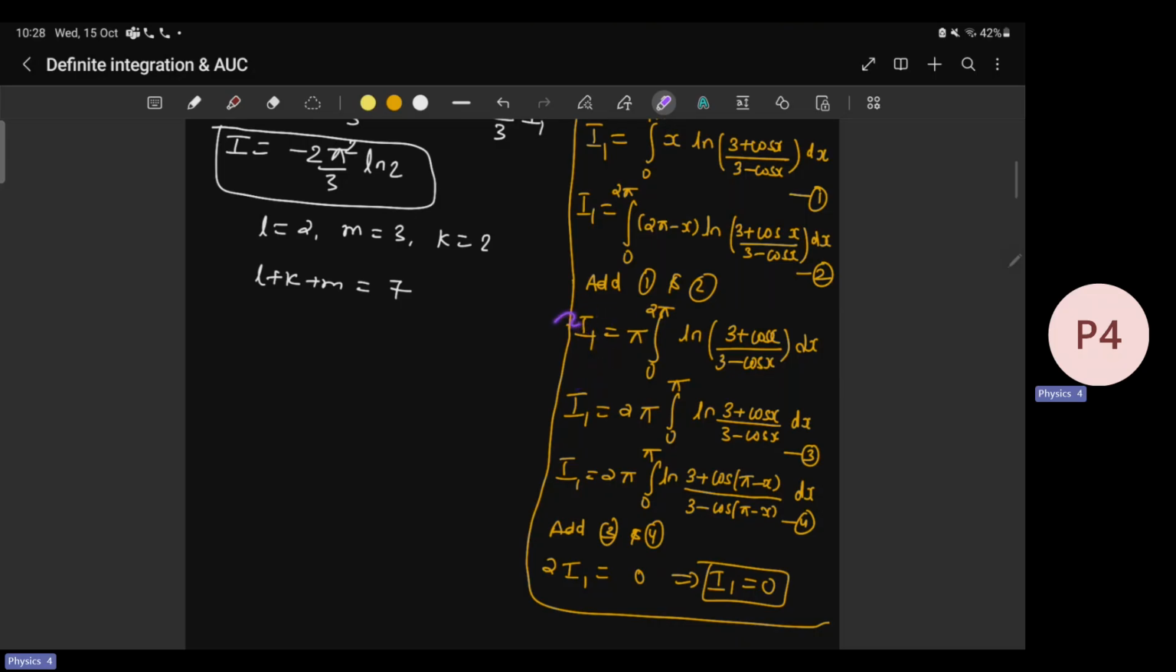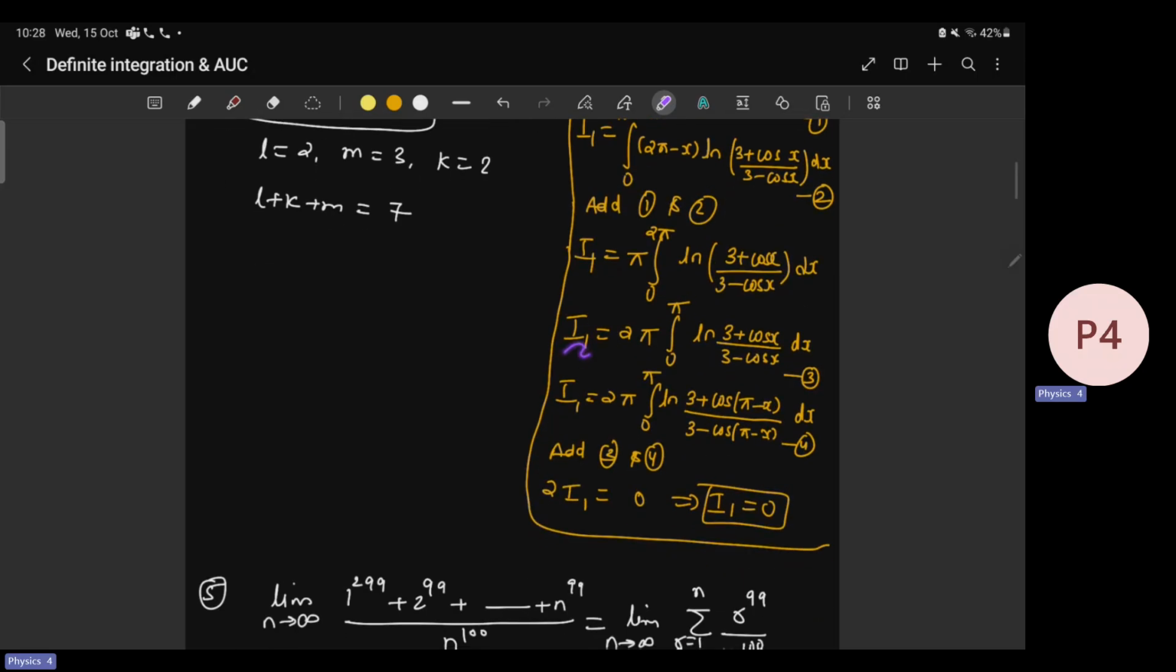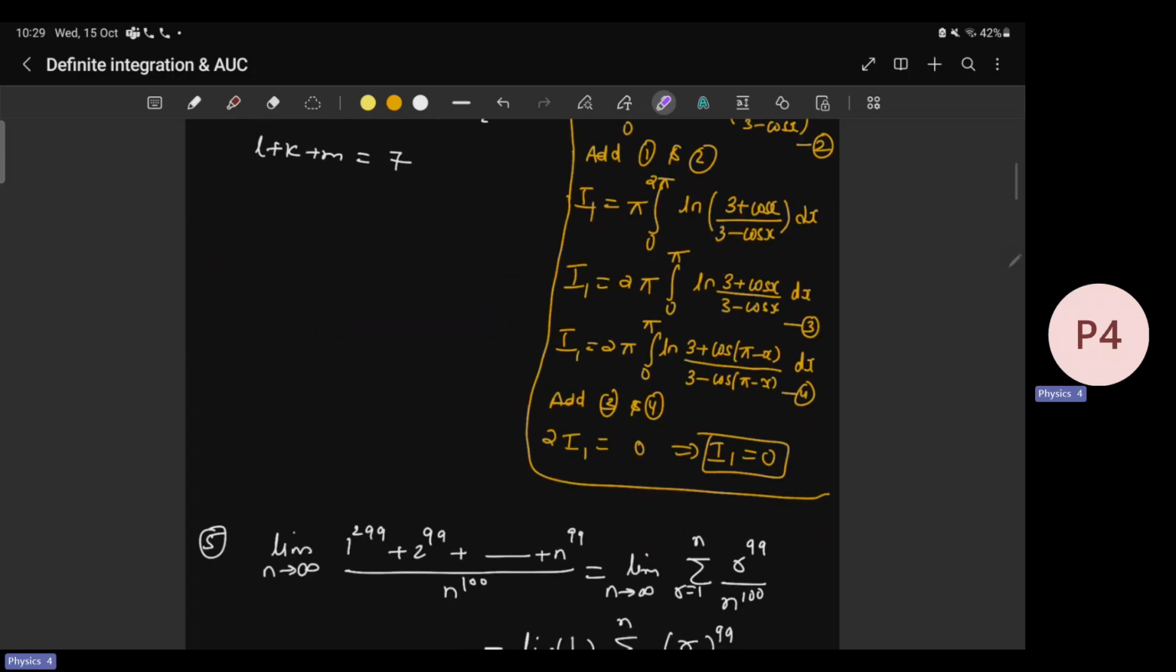Add both 1 and 2. We will get 2 I1 equals 2 pi, and it will get cancelled out, integration of ln of (3 plus cos x) upon (3 minus cos x). Now for I1 we use the property: integral 0 to 2a of f(x) dx is equal to 2 times integral 0 to a of f(x) dx, when a is the period of the function.